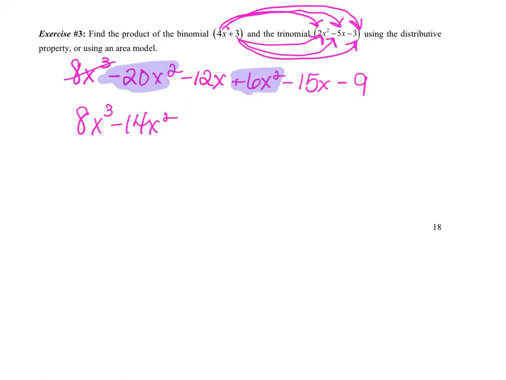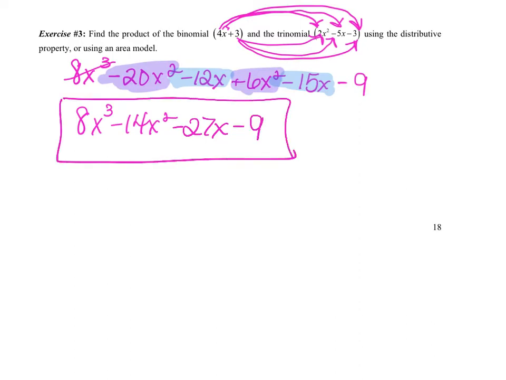Now I'm going to combine just my x's. So I have negative 12x and negative 15x. And when I combine those together, that gives me a negative 27x. And then my minus 9 is my constant. There's nothing to combine that with, so I'm just going to bring it down. And that is my final answer. You definitely want to double check to make sure you don't have anything else that you can combine.